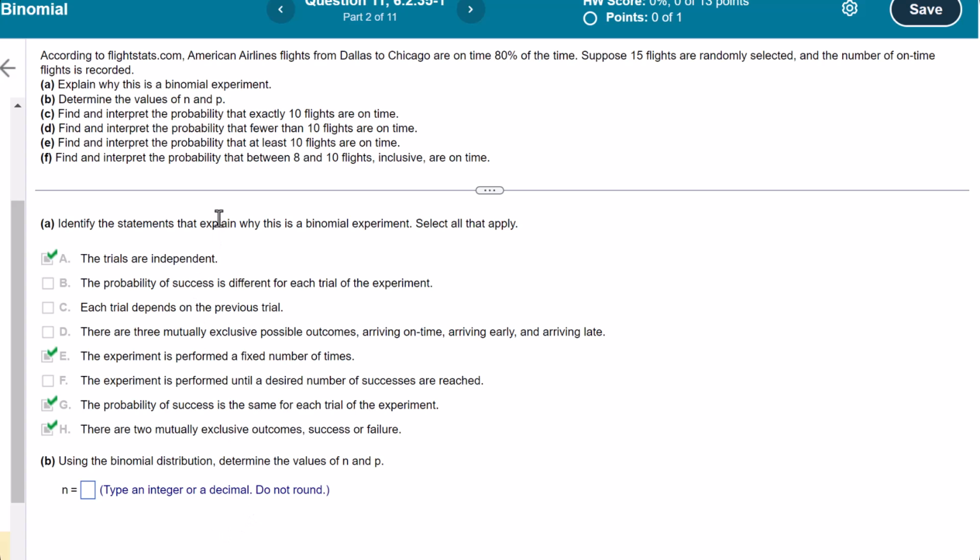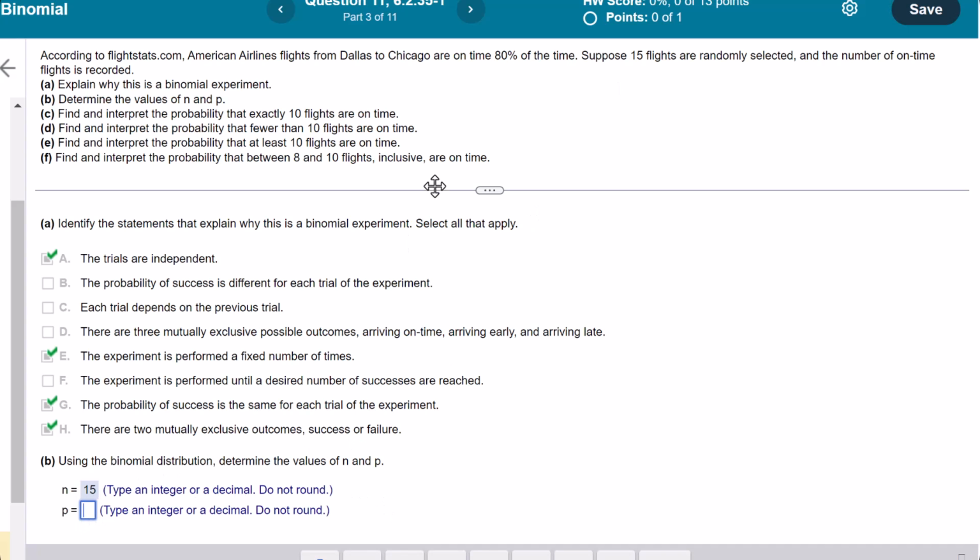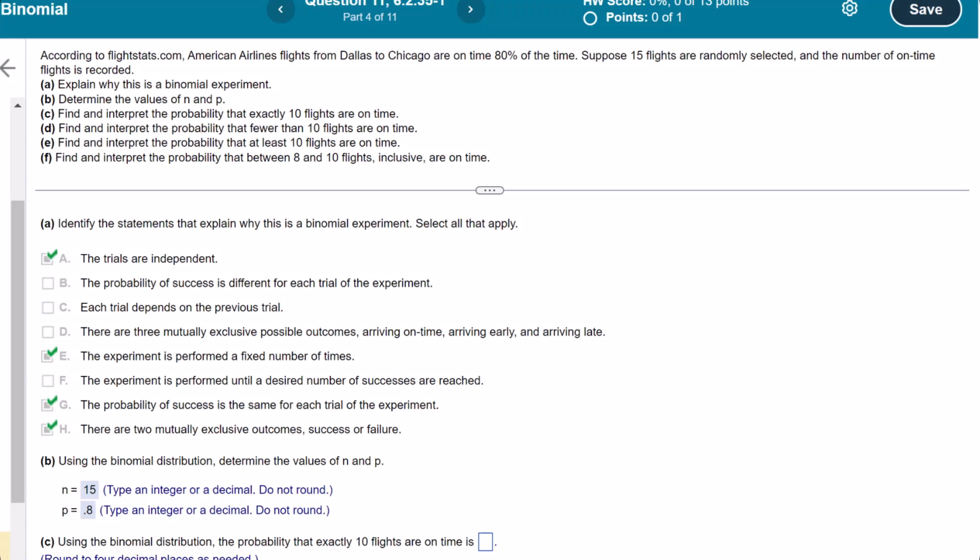Okay, using the binomial distribution, determine the values of N and P. So we've established that it does follow binomial, so then we have to identify the two parameters, N and P. N is just our number. In this case, we have 15 flights, so N is 15. And then P is our probability of success. In this case, it is 80%, so P is 0.8.